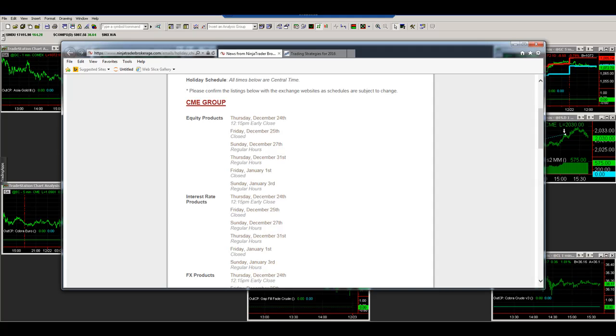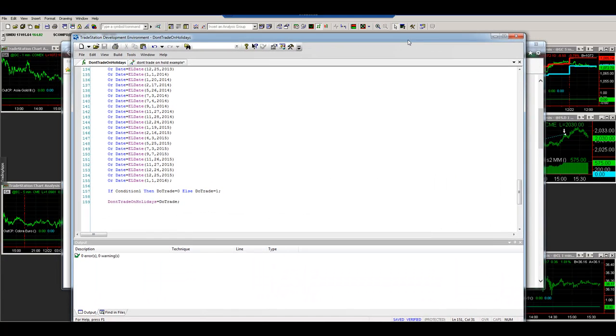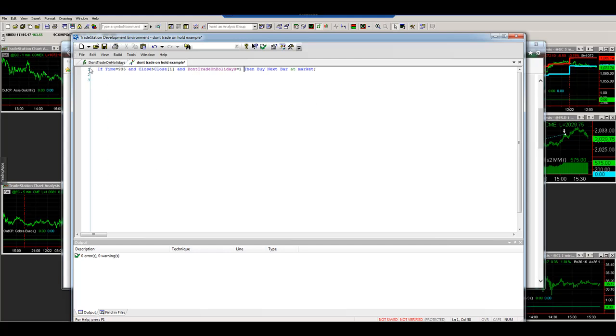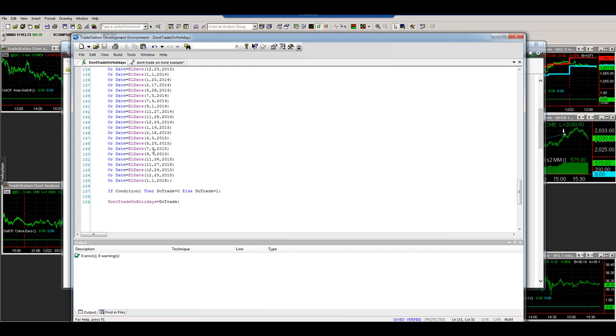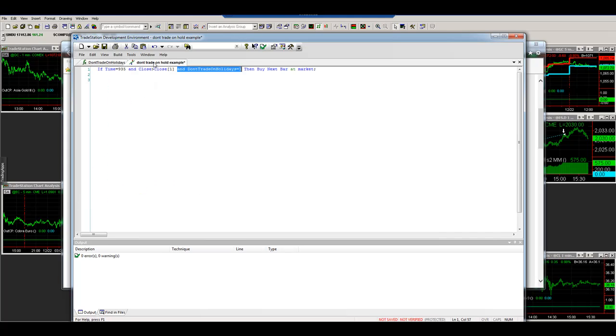So make sure that it doesn't trade by either turning off automation or setting up your strategies to not trade on these days. And the way our strategies use this, for day trade only, is, for example, if you had a strategy: if the time is 9:35 and the close is greater than the close, then we buy the next bar at the market, as an example strategy. The way we would use this is we'd add Don't Trade on Holidays equals 1. That simply says it's true that we want to not trade on holidays, and if any of these dates show up, we're not trading on those dates. And so that's how we manage it.